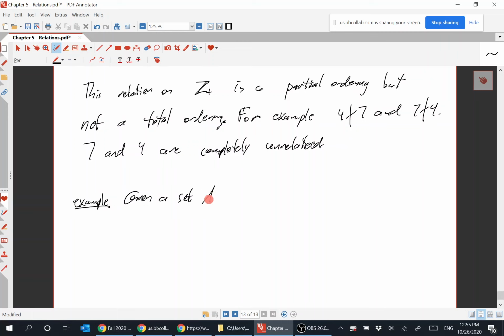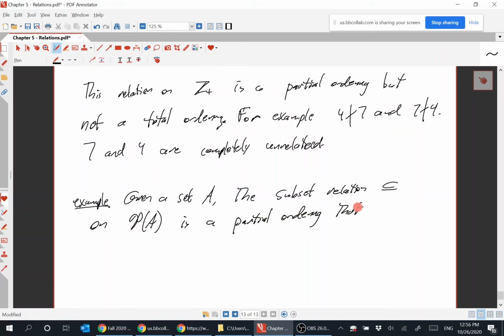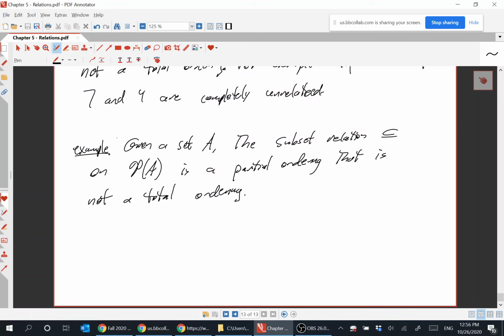Given a set A, the subset relation on the power set of A is a partial ordering that is not a total ordering. Right, because sometimes two sets are not comparable at all. They're not related at all.